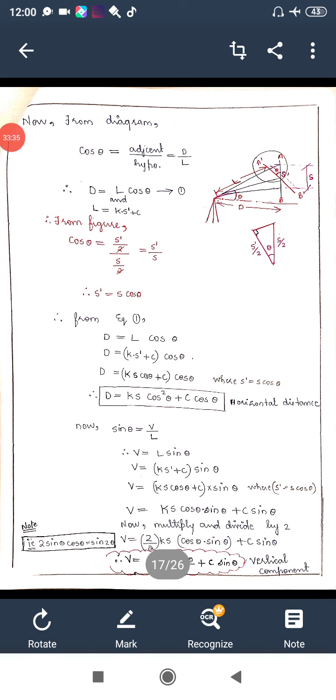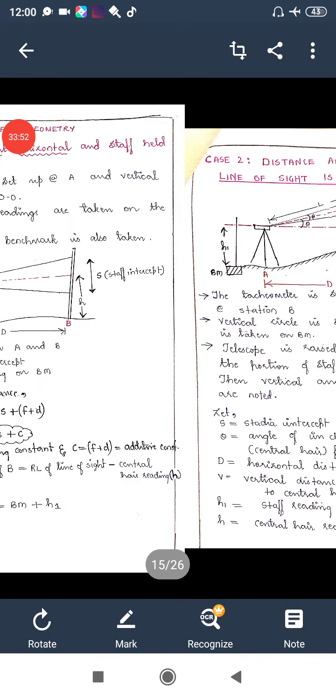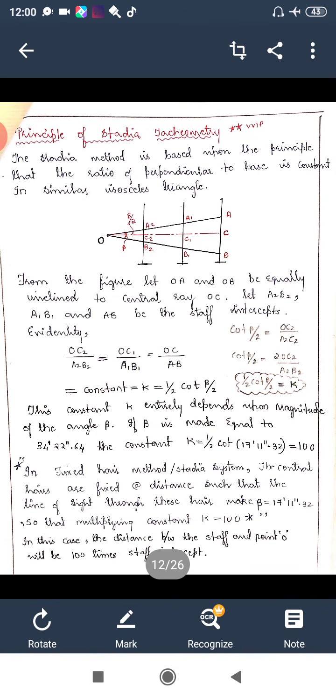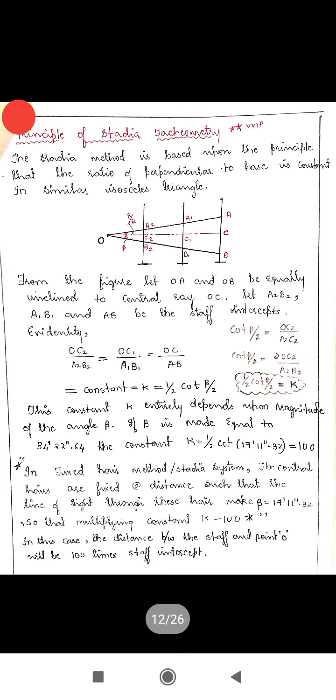Well, my friends, these are the equations that we are going to use, and we are going to solve a few of the problems with them. So these two derivations are very important, because by using these only we are going to solve the problems. Just keep that in your mind. I'll remind you of what we have done here. We started with the principle of stadia tacheometry, where we have seen how to get the K value and how to get the C value. So here I have shown the K value.